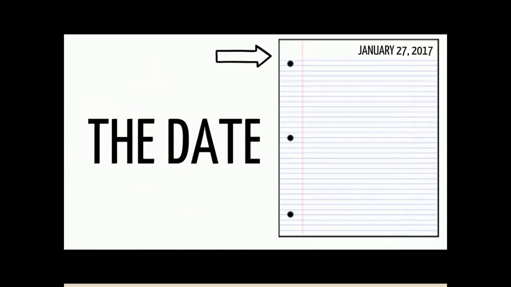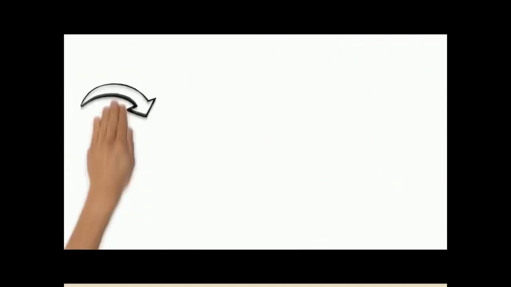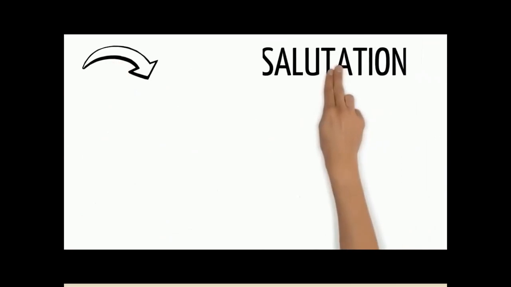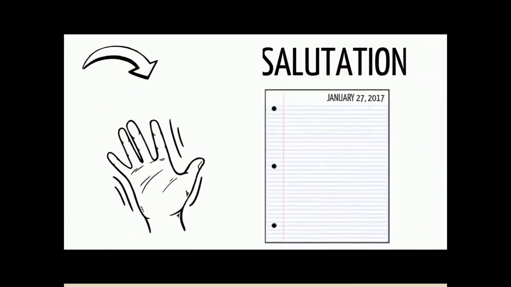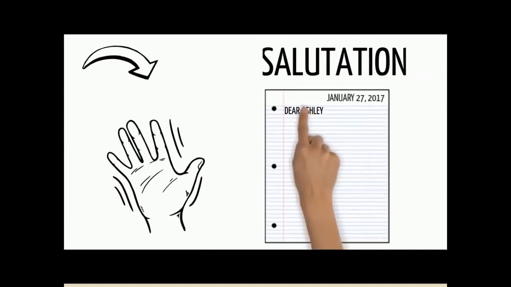The date goes at the top of your letter. It lets the person you are writing to know when you wrote the letter. Next, you must add the salutation or greeting. An informal or friendly letter will usually begin with "Dear," the person's name, and always ends with a comma.